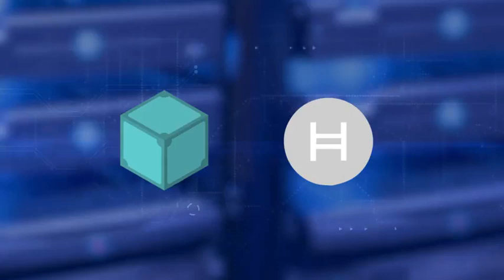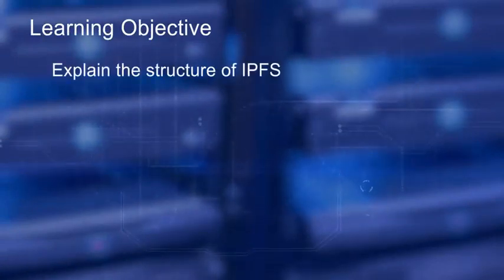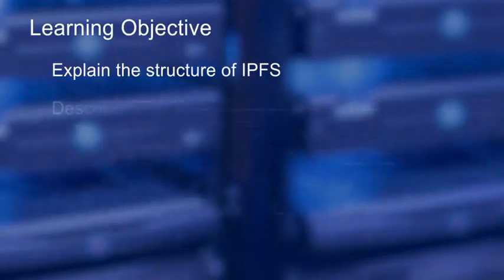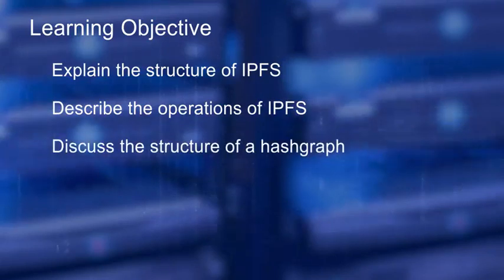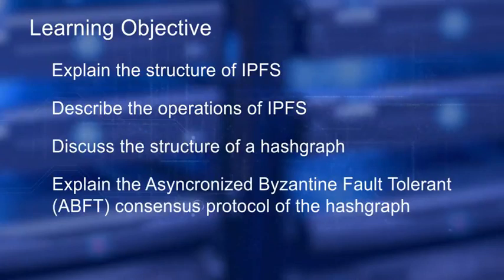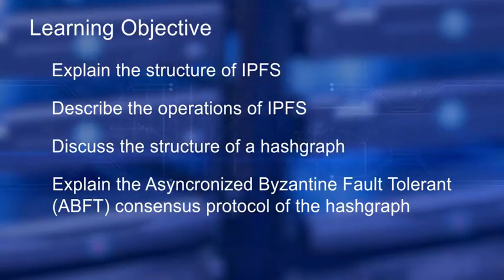Interplanetary File System, IPFS, aims to address the decentralized data storage problem, and Hashgraph aims to solve the decentralized consensus problem. On completion of the module, you will be able to explain the structure of IPFS, describe the operations of IPFS, discuss the structure of a hashgraph, and explain the asynchronous Byzantine fault-tolerant (ABFT) consensus protocol of the hashgraph.